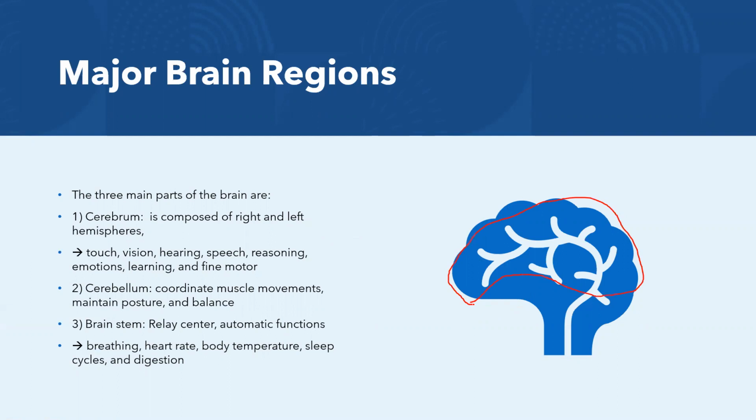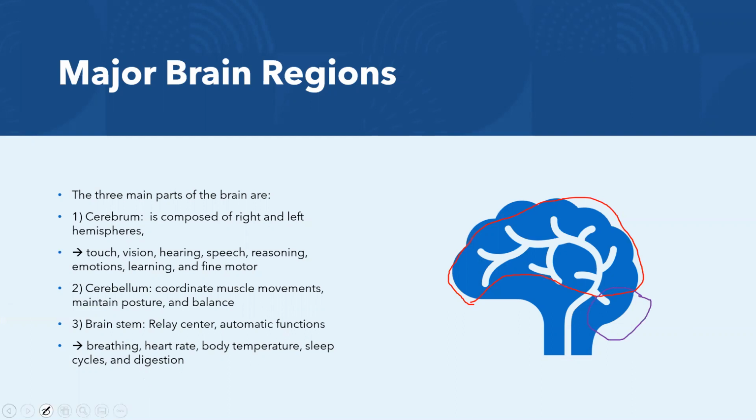This is what makes us higher functioning primates and such. Touch, vision, hearing, speech, reasoning, all this is that. The cerebellum, I'll do a different color for us, I'll do purple, is going to be this area right around here. Kind of looks like a wrinkly ball of some kind. And that's going to help with maintaining balance and crude muscle control, or muscle memory.